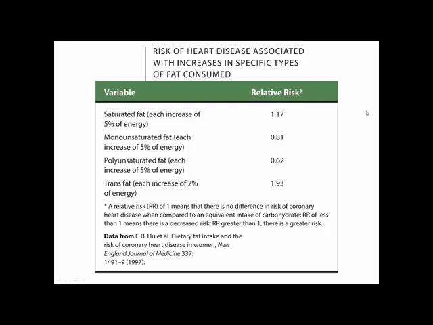A relative risk of 1 means that there is no difference in the risk of coronary heart disease, is what we're looking at here, when compared to an equal amount of carbohydrates that are taken in. If the risk is greater than 1, then there is an increased risk. So with saturated fat, let's say originally you start with half fat, half carbohydrates for your energy intake, and your risk goes up with every 5% of your energy that's taken in as lipids. And notice that for trans fats, it's even worse.